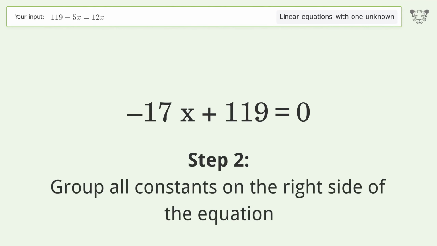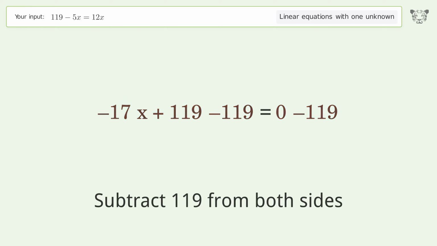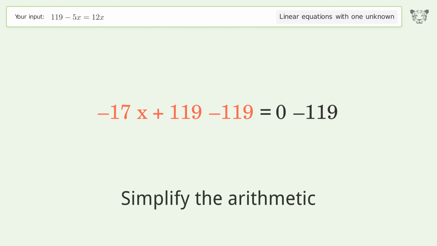Group all constants on the right side of the equation. Subtract 119 from both sides. Simplify the arithmetic.